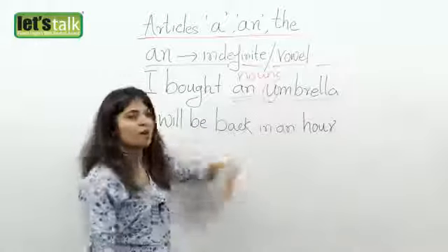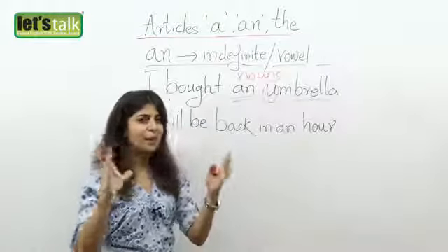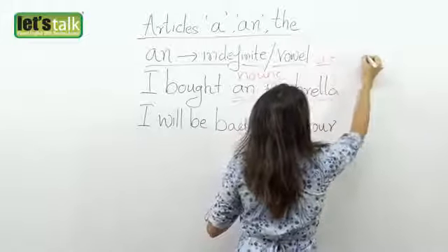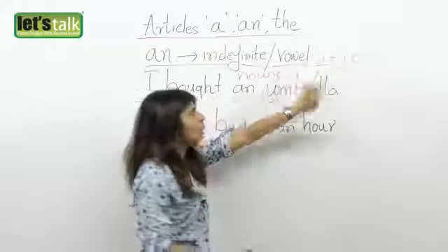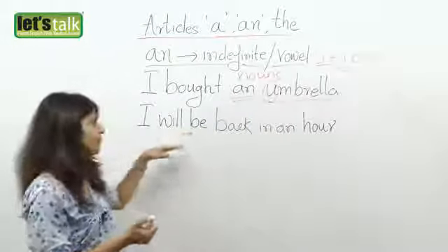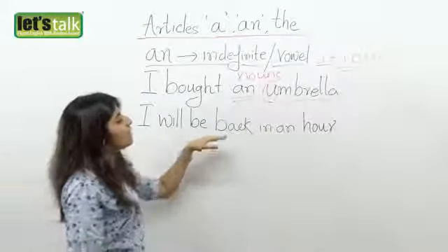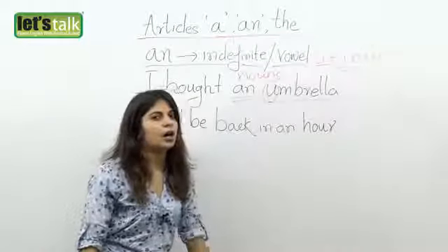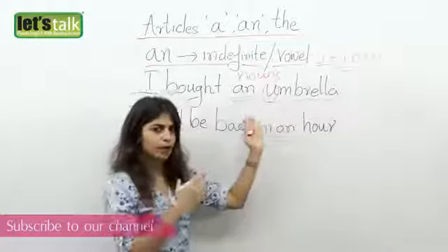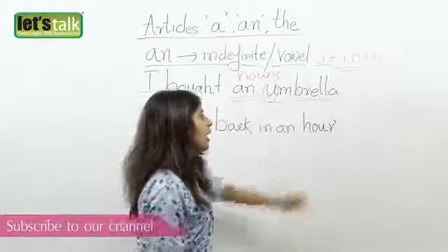Okay, so what are your vowels? A, E, I, O, U. Okay, just remember that. A, E, I, O, U. Okay, these are your vowels. So it comes before a vowel. We will look at another sentence here. I will be back in an hour. Hour. Okay, an is again your indefinite article.